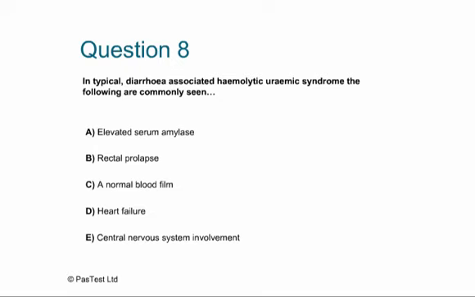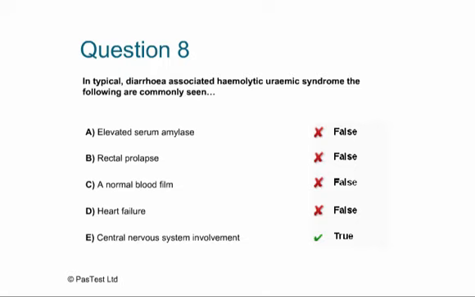Here are the answers. A, an elevated serum amylase. Well, you can get elevated amylases because you can sometimes get involvement of the pancreas in HUS, but an elevated serum amylase is not commonly seen. It's an uncommon event, so that's false. The same applies to B, rectal prolapse. It's recognised but not common and is therefore false.